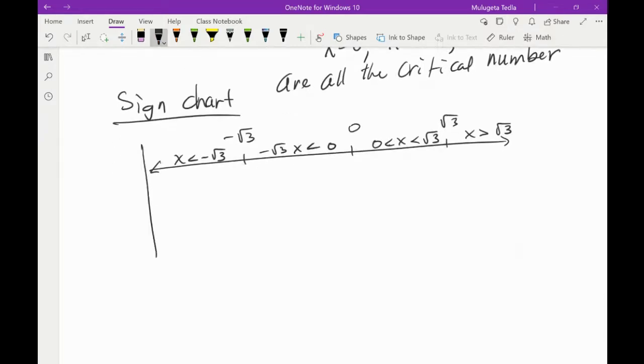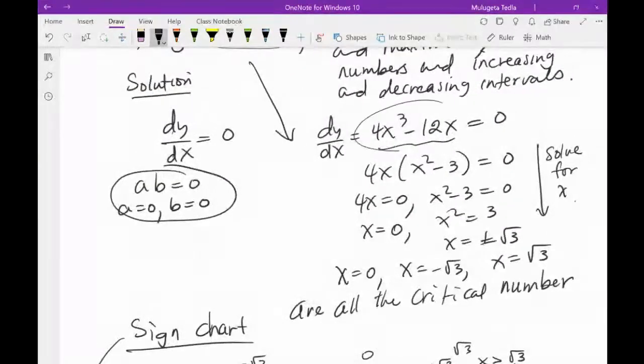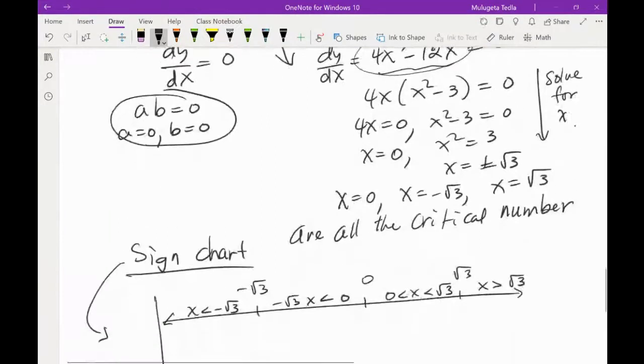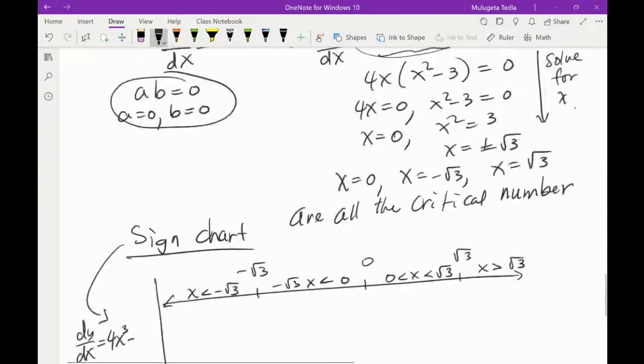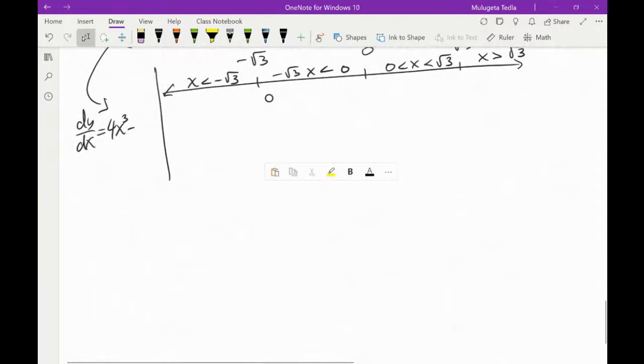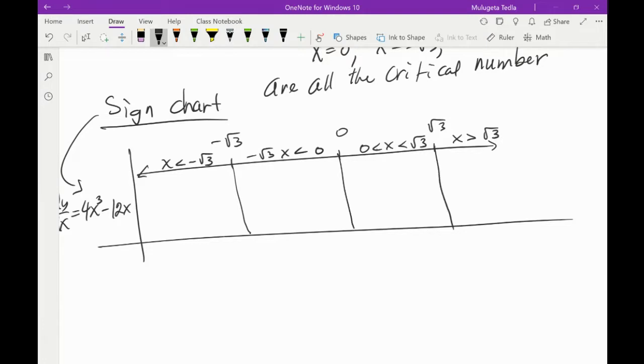We have to determine the sign of the derivative, or the sign of the slope. What is the slope? The derivative, dy/dx, is 4x cubed minus 12x. That's why I called it a sign chart. What is the sign in this interval, this interval, this interval, and this interval?